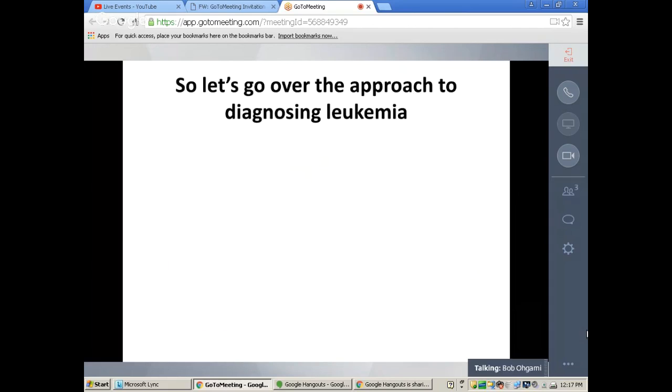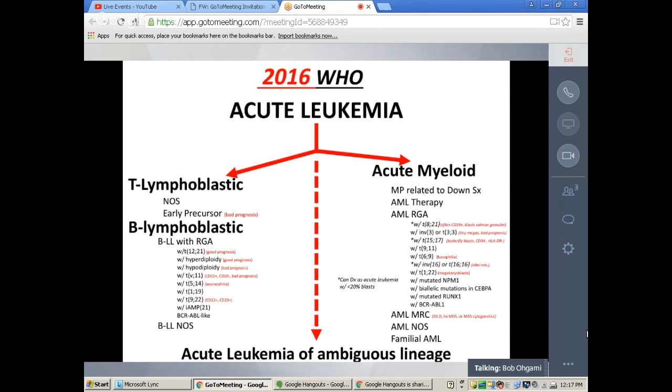So now that we have the general background of morphology to understand myelodysplasia-related changes, an understanding of immunophenotypic features for being able to call lineages, and a little bit of a roadmap that I put out there, it is how to approach the diagnosis of acute leukemia. Let's go over actually how we go about doing this.